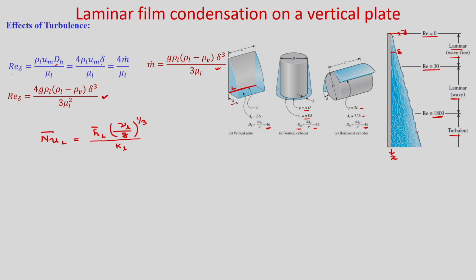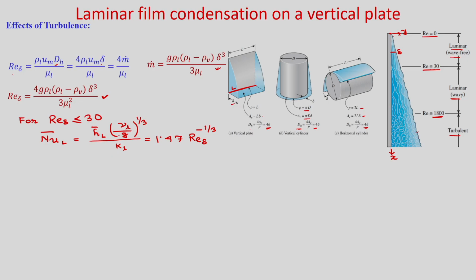So, this expression we have not derived, but in some book you will get this expression, okay, and this you can write as 1.47 into Reynolds number delta to the power minus 1 by 3, and this is valid for the laminar wave free zone. So, for Reynolds number delta less than or equal to 30.